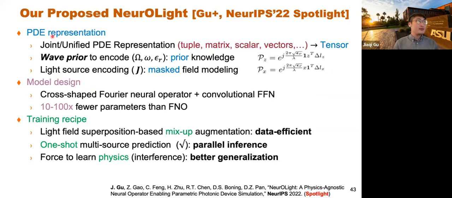The second important thing, besides data representation and feature engineering, is the model design. Previously, we used the Fourier neural operator.